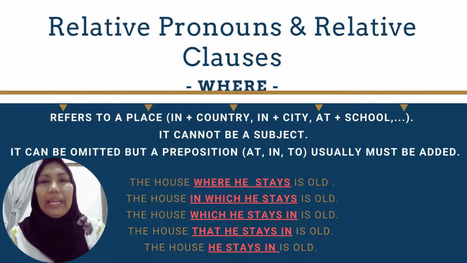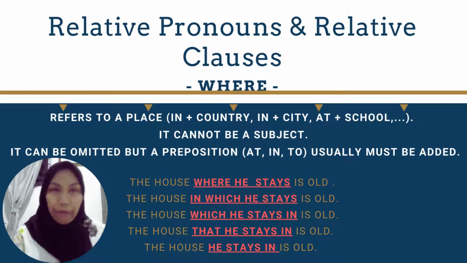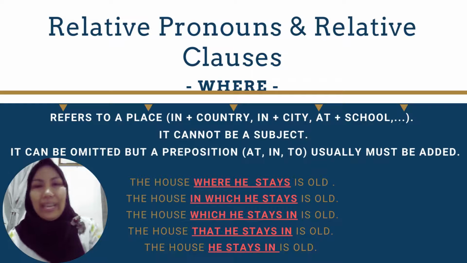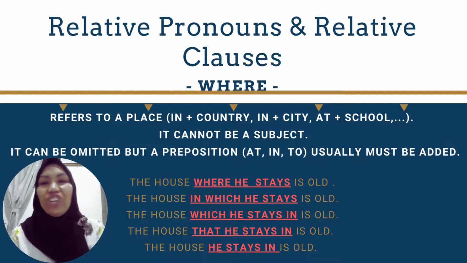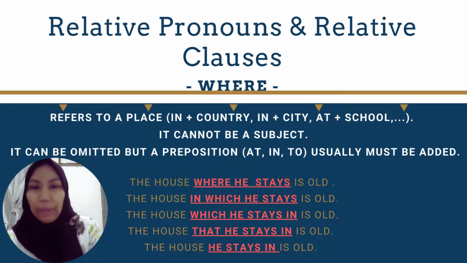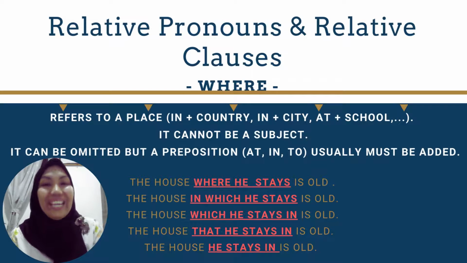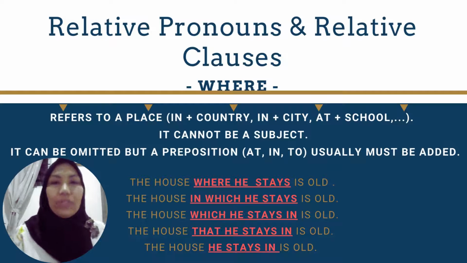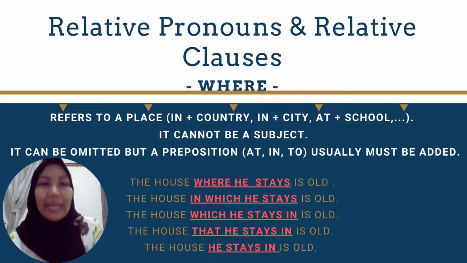The next one is where. It refers to a place. It cannot be a subject. It can be omitted, but a preposition usually must be added. For example, the house where he stays is old. The house in which he stays is old. The house which he stays in is old. Or the house that he stays in is old.